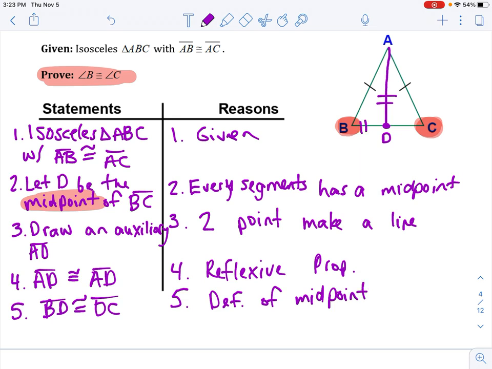That means these two segments are congruent because D cuts it in half. Now I have enough to go ahead and say that my triangles are congruent. Make sure to be picky about the order you put them in, especially for the second one. So ABD would be congruent to triangle ACD, and that would be by side, side, side.